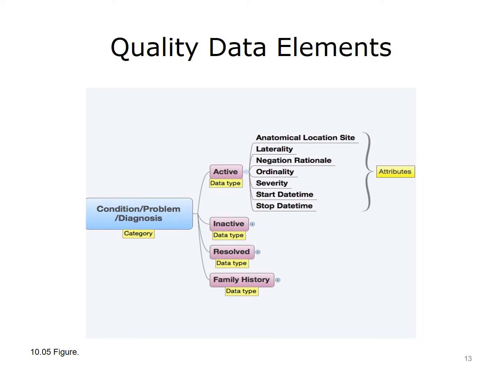This example is from the Condition Problem Diagnosis category. It shows related data types and attributes of the data types. Diagnosis, active value sets consist of coded lists from standardized code sets, terminologies, and are used to provide specificity to data types and attributes.